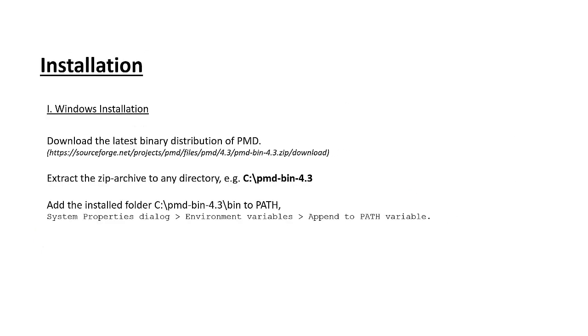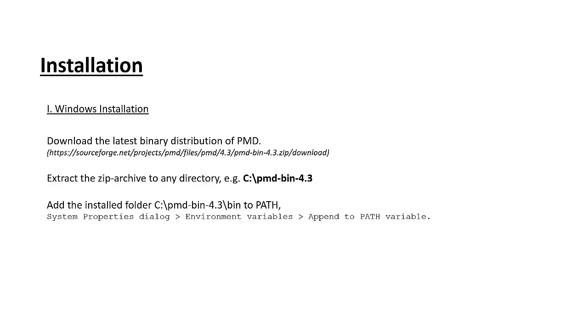Now, coming to the installation. We can use PMD either through the terminal or as a plugin. For using it in a terminal, the first basic step is to download the latest binary distribution of PMD. It is going to be a zip file. You can find it on SourceForge. The link is given in the video.